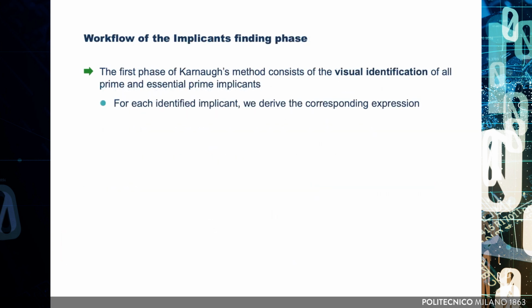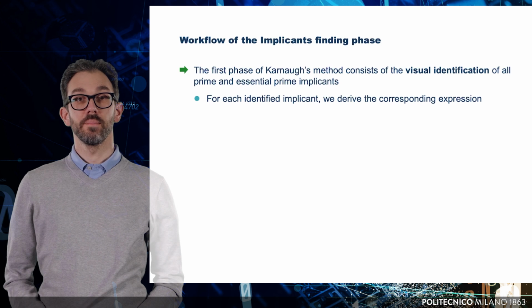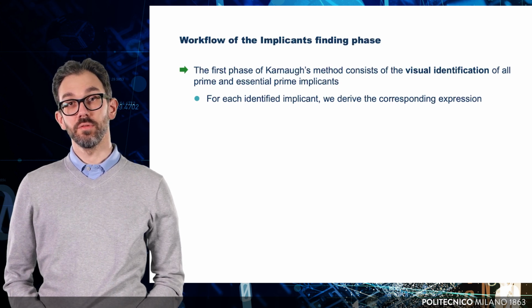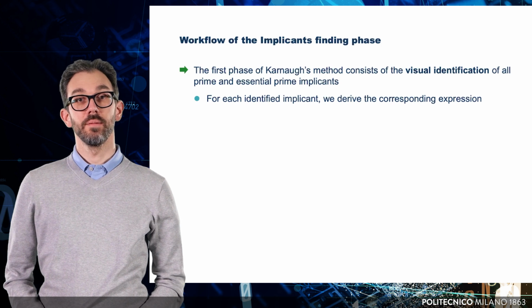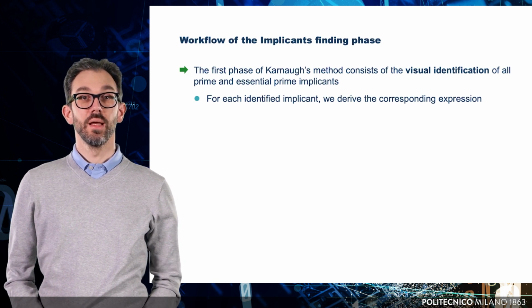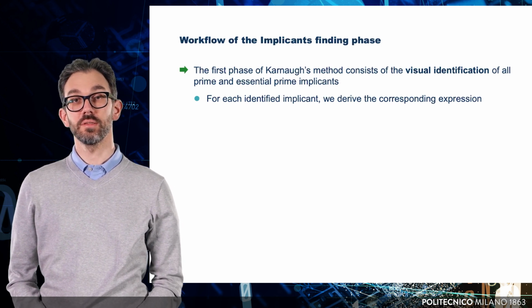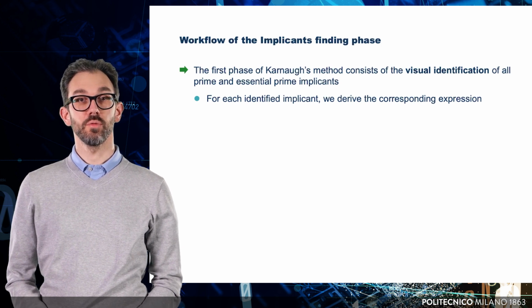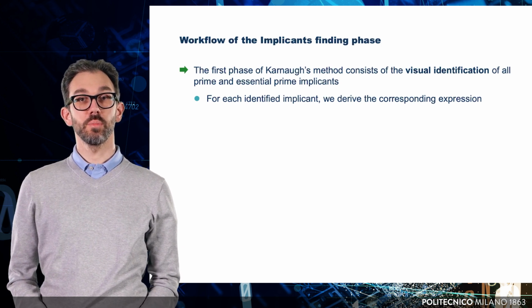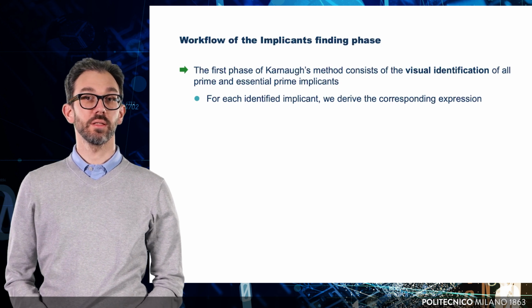In summary, the expansion phase consists of the visual identification of all the prime and essential prime implicants. As we discussed, we first identify all the implicants by finding the groupings of maximum size. Then, we classify as essential primes those implicants that are the only ones covering at least a 1 on the map. For each implicant identified, the corresponding product term is then calculated.